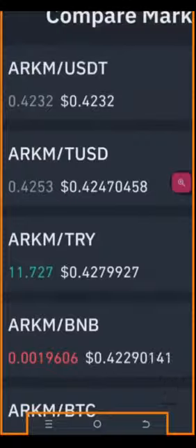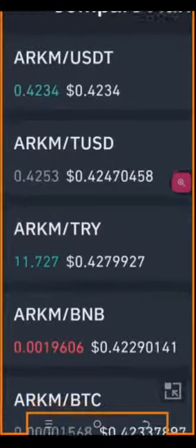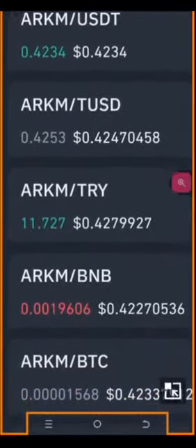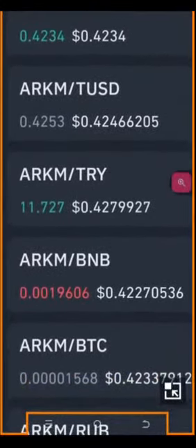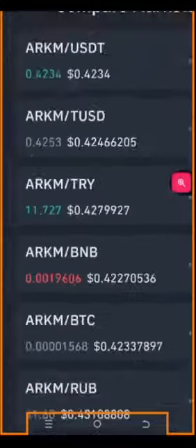So now this is 42 cents. You can see that ARKM USDT is 0.4232. You will see that TUSD is 0.4247. There's a difference between 32 and 46, and you can see the first two numbers are the same. Here ARKMTRY is 0.4279, and that's how it goes. That's how you spot the differences.